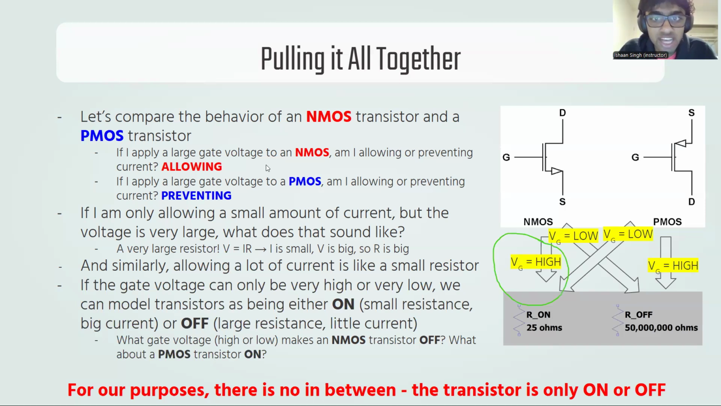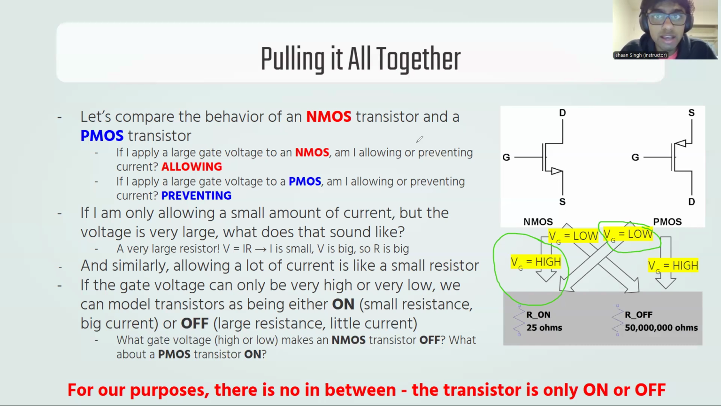If the gate voltage is high for an NMOS, the gate is open and we're allowing lots of current, okay? That means we're like a small resistor, 25 ohms. If the gate voltage is low for a PMOS, that means the gate is open. We're allowing lots of current. It's like a small resistor, okay?